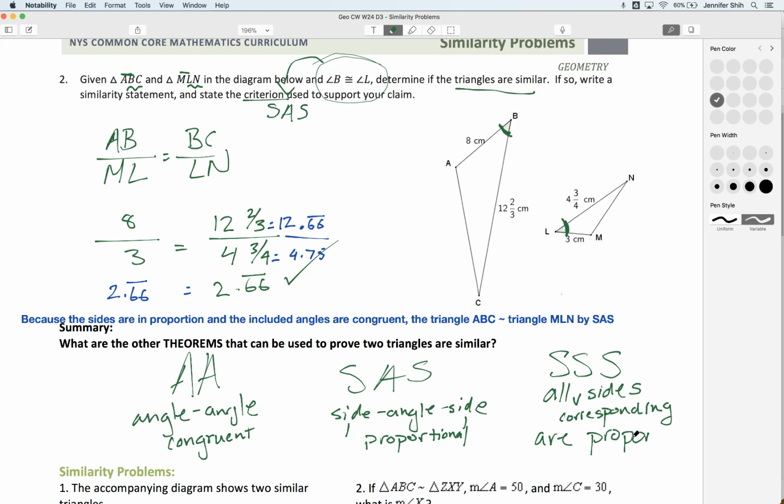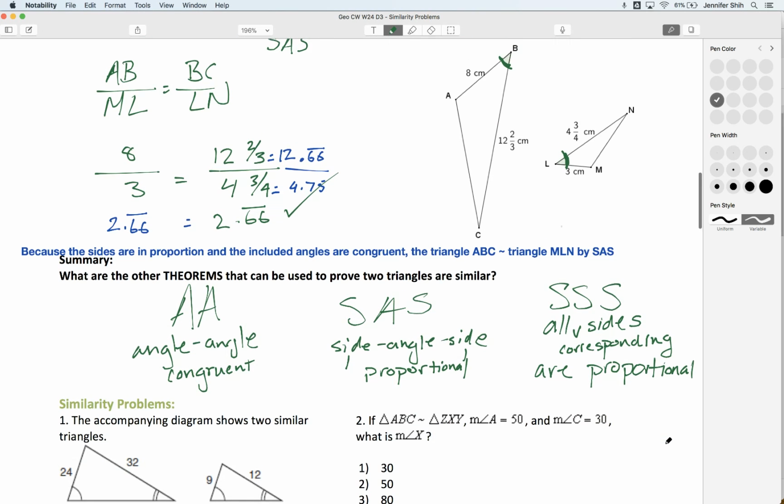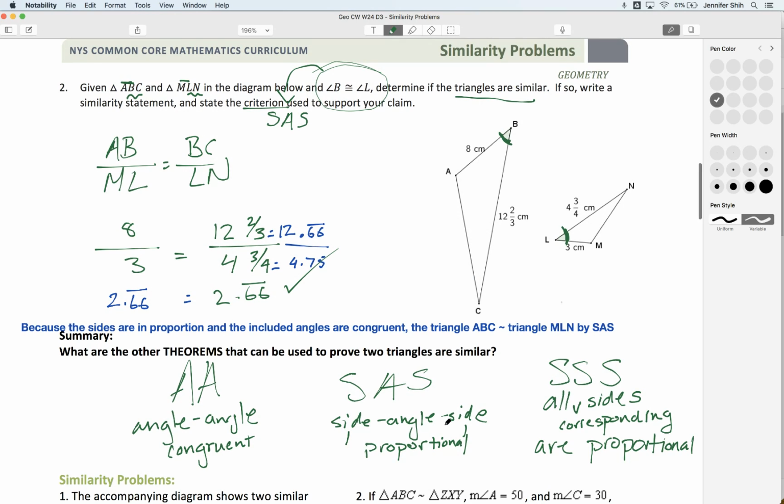Is this how you spell proportional? Oh my gosh. Sorry if this is not how you spell it. I can't. Whoa. Okay. That is question number 2.